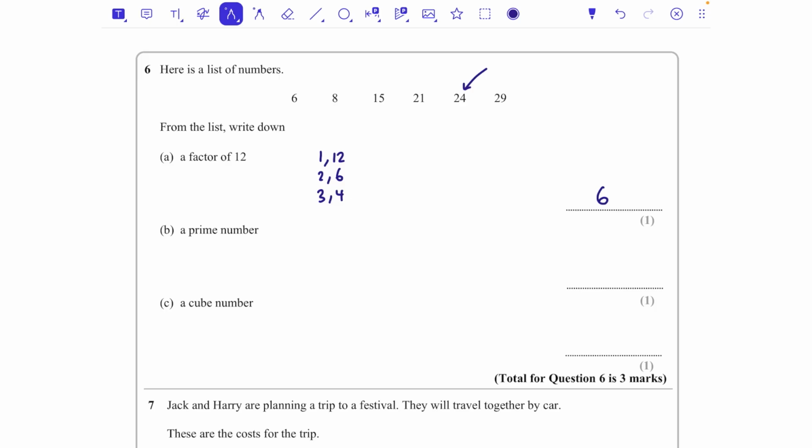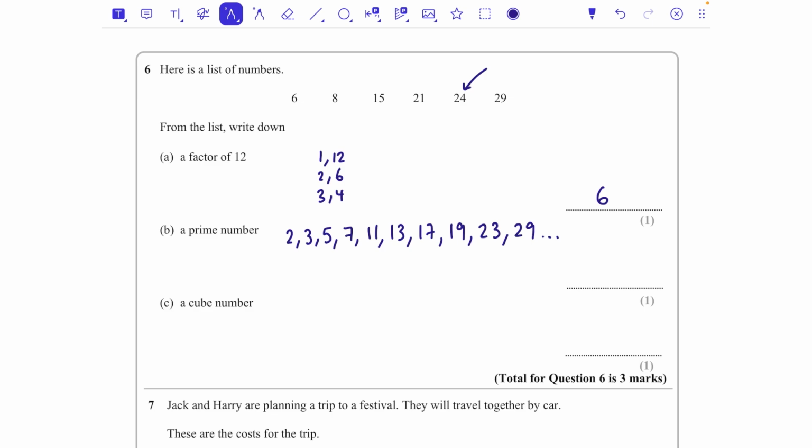Then we've got to do a prime number. Now your prime numbers are numbers that are only in the 1 times table and their own times table. They all have exactly 2 factors. So 2, 3, 5, 7, 11, 13, 17, 19, 23 and 29. Those are all the prime numbers up to 30. Obviously 30 is not a prime number because it's in the 10 times table, but those are all your prime numbers, and they are really, really worth knowing.